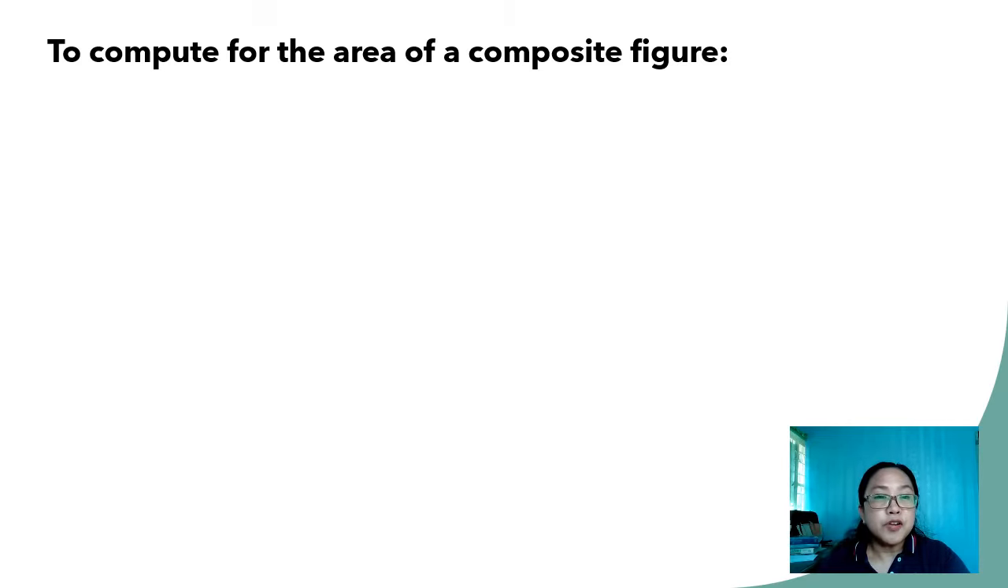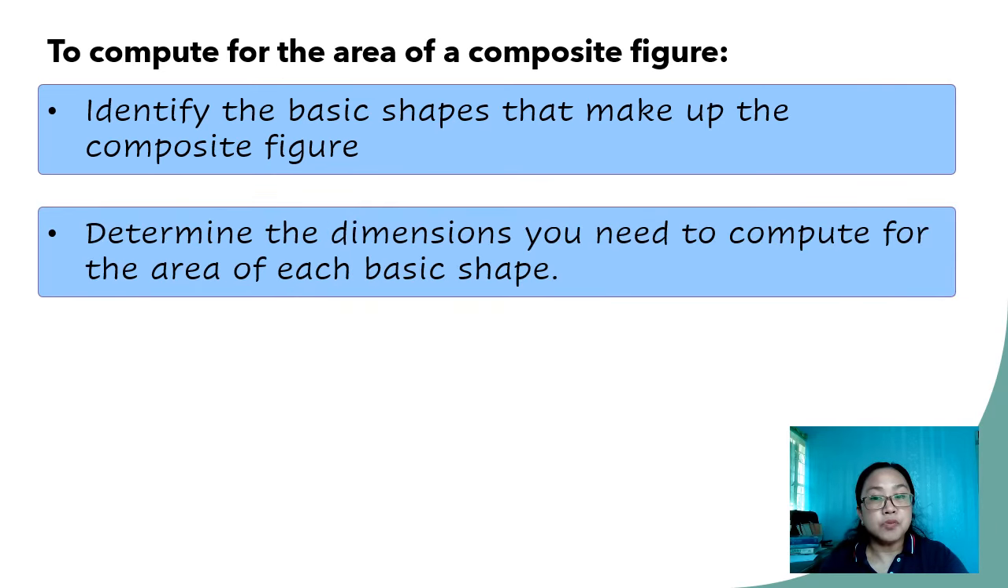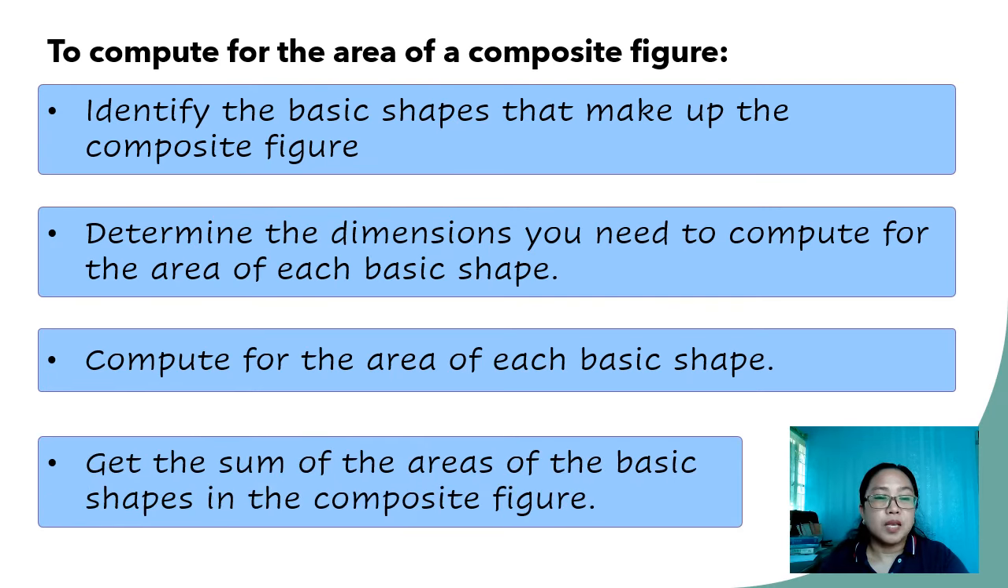Remember, whenever you are computing for the area of any given composite figure, it is very important that you identify first the basic shapes that make up the composite figure and determine the dimensions you need to compute for the area of each basic shape. Then, compute for the area of each basic shape. Finally, get the sum of the areas of the basic shapes in the composite figure.